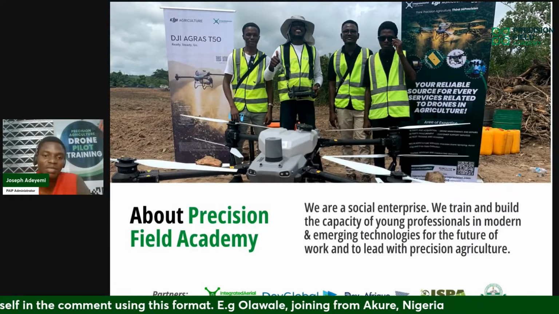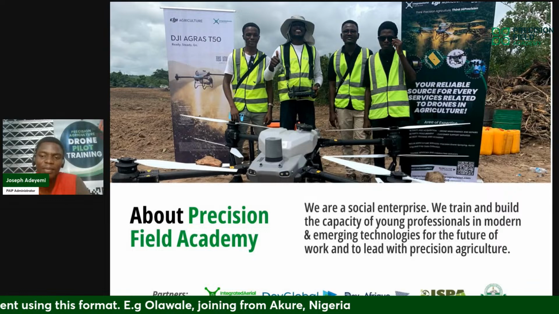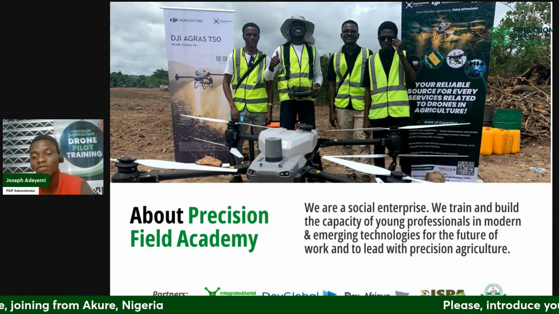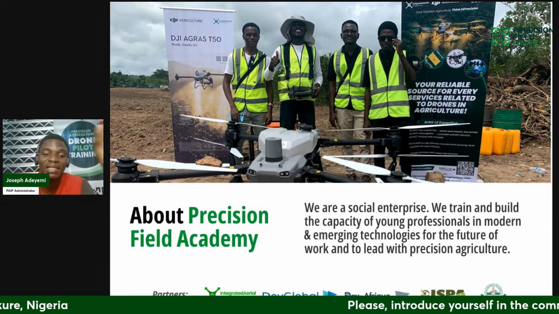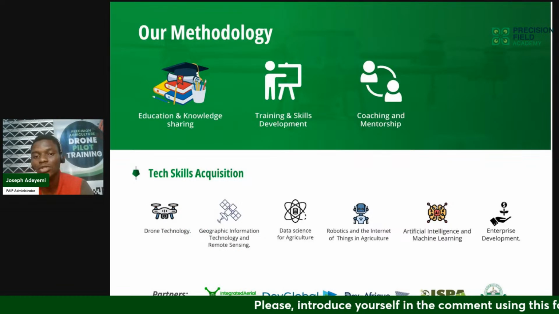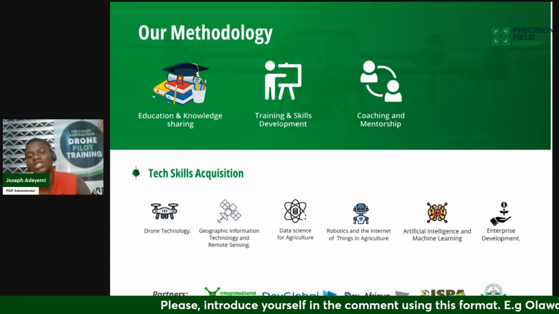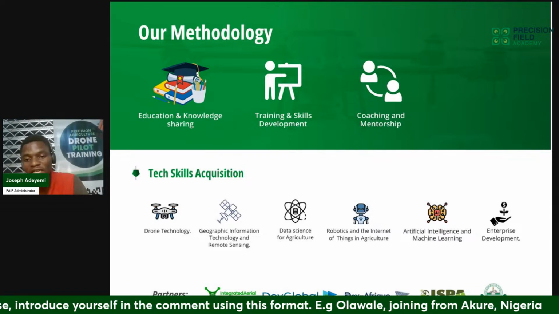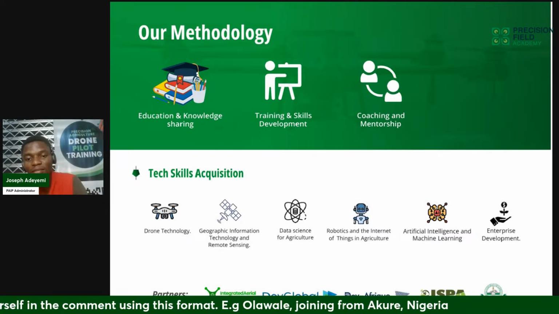So Precision Field Academy is a social enterprise where we train and build the capacity of young professionals in modern and emerging technology for the future of work, and most importantly, to lead with precision agriculture. So we have got three methodologies. Number one is education and knowledge sharing. Number two is training and skill development. Number three is coaching and mentorship.